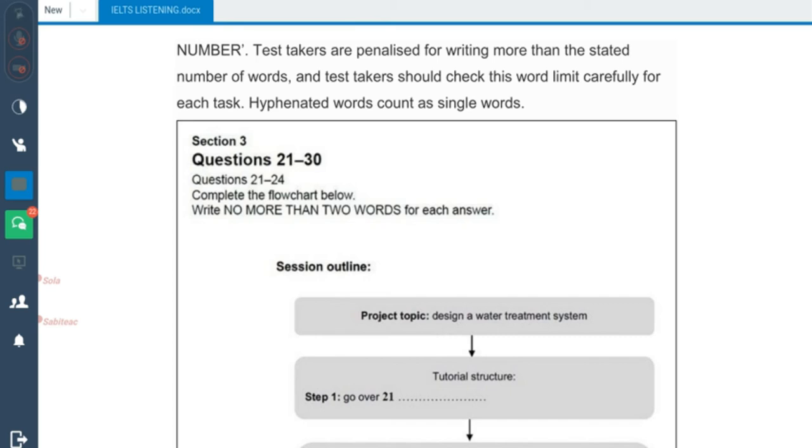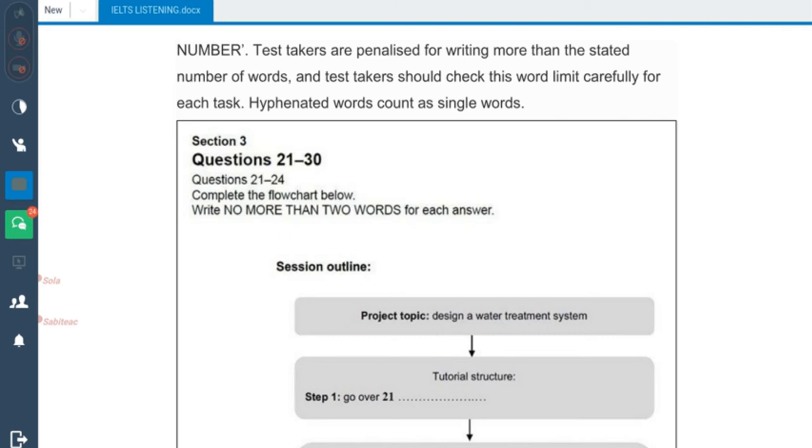Let me give an example. An example is evil-minded. This is a hyphenated word because there's a hyphen between evil and minded. So evil-minded, because of the hyphen, is just one word. Can you see it there?